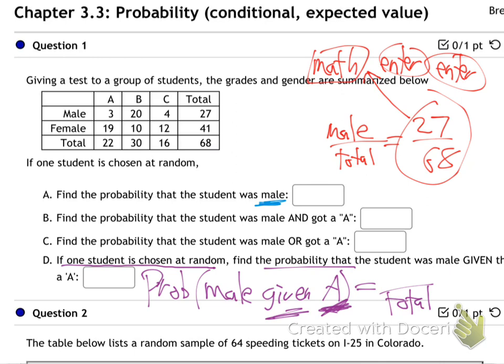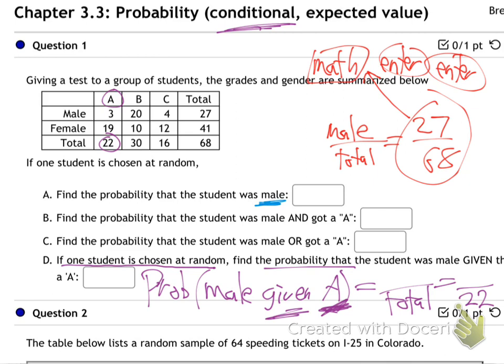So what's the bottom? How many people got A's? 22 people. It has to be one of those 22, doesn't it? There's 22 people: 3 males, 19 females who got an A. It has to be one of those 22, not any of the 68. See how it changes the denominator? That's what this section is all about. That's called conditional. We're giving a condition. We're saying it's not just anybody, it's somebody that got an A. Just like when I roll the die and say, I did get a number bigger than 4. That's a condition. That's conditional probability.